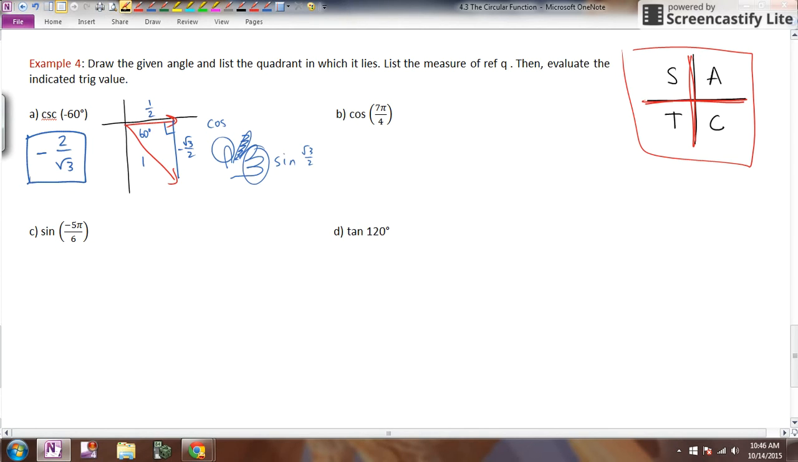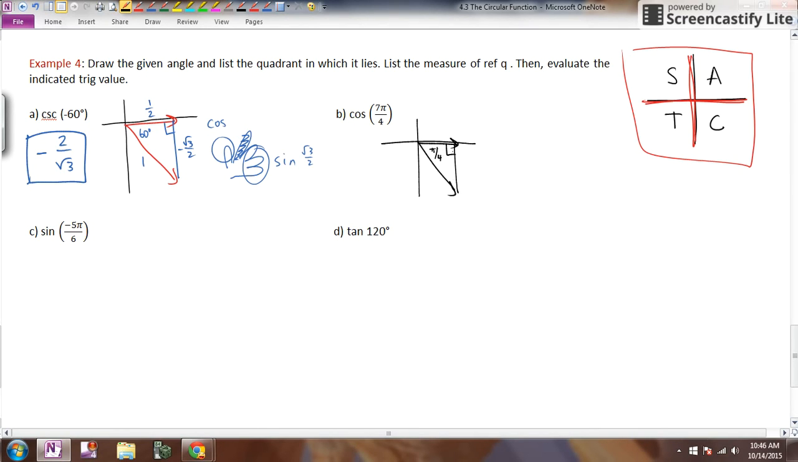Now look, I'll do cosine of 7 pi over 4. First, I need to figure out where 7 pi over 4 is. Well, I think I know where that is. That is right here again. That's kind of boring, but in this quadrant. So this is 7 pi over 4, which means the reference angle is pi over 4, because 8 over 4 is 2 pi. So that's how I knew where it was so quickly.